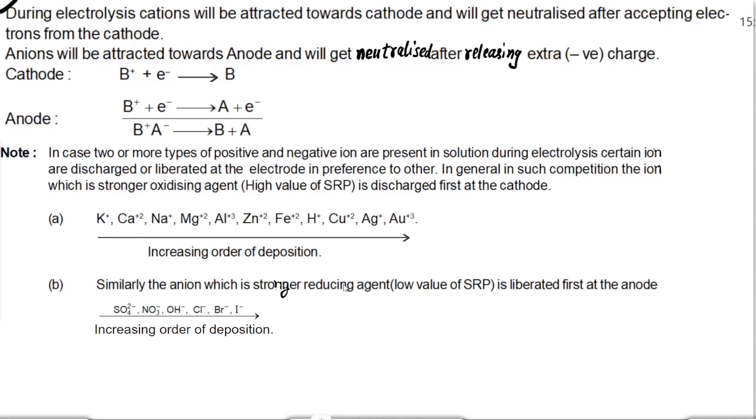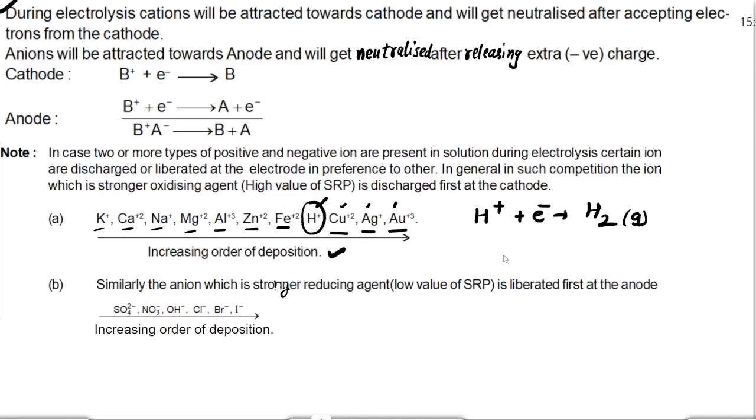So during electrolysis, these ions are deposited in an order. Whenever H plus ion is in contact with copper, silver or gold, they will gain electron with respect to H plus. But if there is an aqueous solution of iron 2 plus, zinc 2 plus, aluminium, magnesium, sodium, calcium or potassium, then H plus ion will gain electron and we get hydrogen gas.